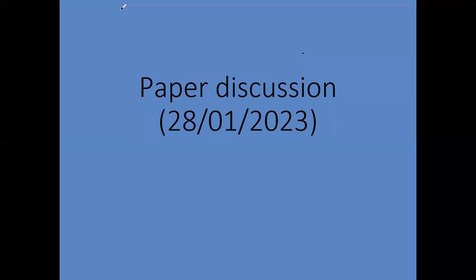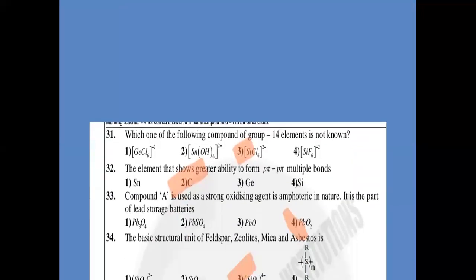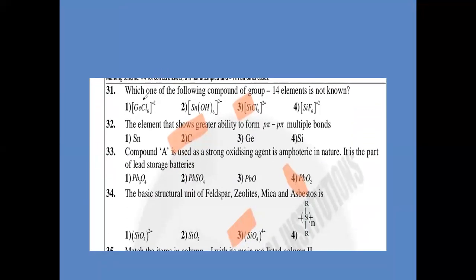Today we are going to discuss the 28th January paper. The first question: which one of the following compounds of group 14 elements is not known? So which is not able to be formed in this case?